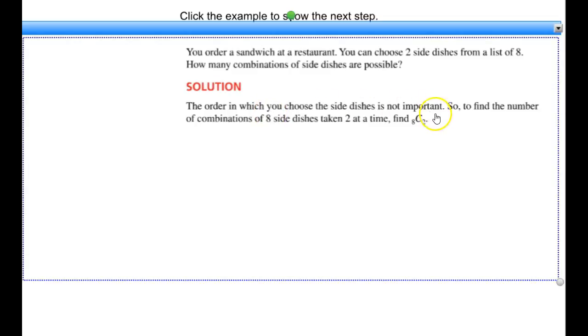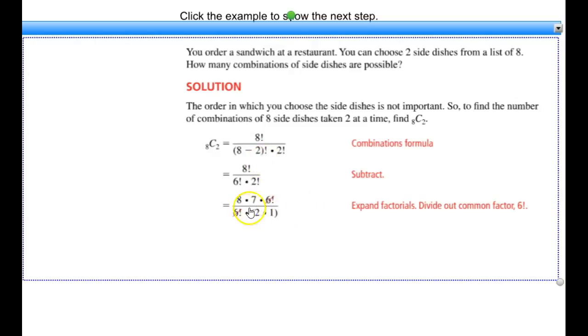So again, here my order is not important, so I want to find the combination of 8 side dishes taken 2 at a time. So I use my combinations formula and I just plug in my n and my r. And remember that n is always the total number of things that we start with, and r is how many you're picking or how many you're taking. So I go ahead and use my formula, then I subtract my 8 minus 2. I expand my factorials and divide out, and then I can multiply and simplify. So I know that there are 28 different combinations of side dishes that I can order if I take 2 at a time out of the 8 total.